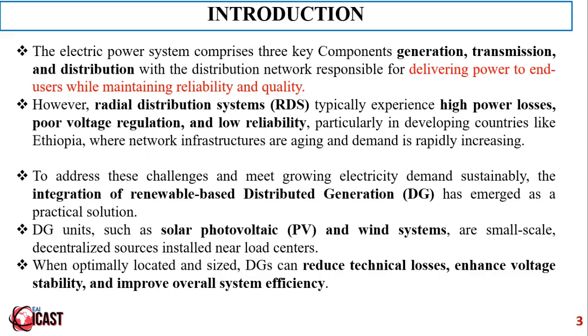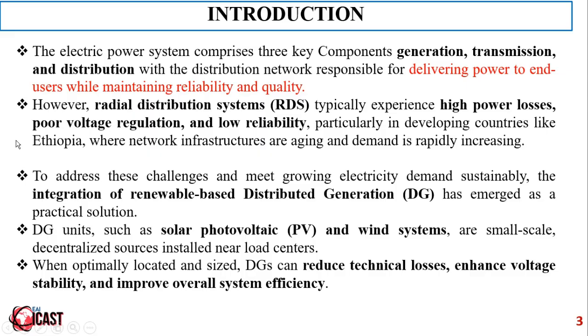Then the distribution networks are responsible for delivering power to the end users while maintaining reliable and quality power. However, radial distribution systems may face higher power loss, poor voltage regulation, and low reliability, particularly in developing countries like Ethiopia, where the network infrastructures are aging and demand is rapidly increasing.